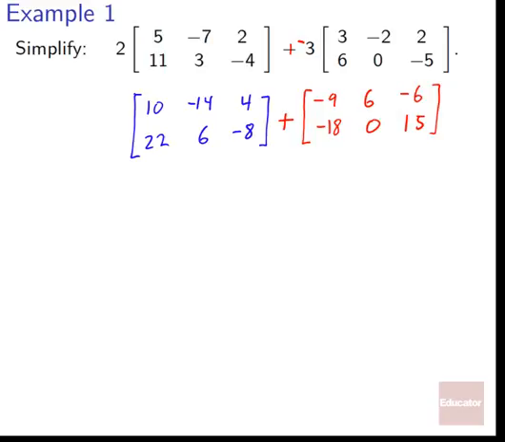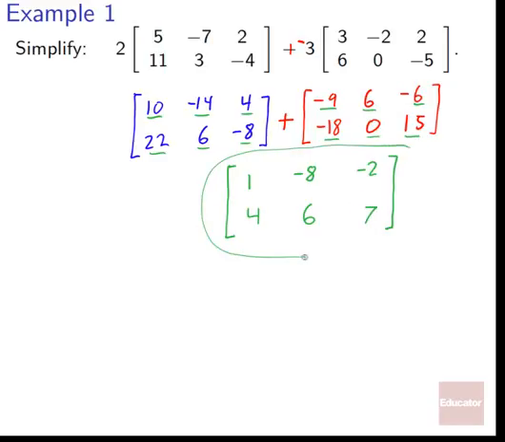At this point, we're ready to combine them. We combine the two things together. So we do it based on location. So 10 and negative 9 will go in first row, first column, because they came from the first row and first column. 10 and negative 9 gets us 1. It's going to have the same order here. Negative 14 and 6 gets us negative 8. 4 and negative 6 gets us negative 2. 22 and negative 18 gets us positive 4. 6 and 0 gets us positive 6. Negative 8 and 15 gets us 7. And there is our matrix.